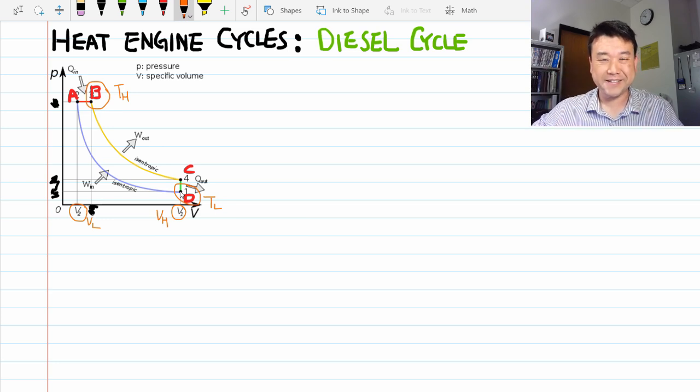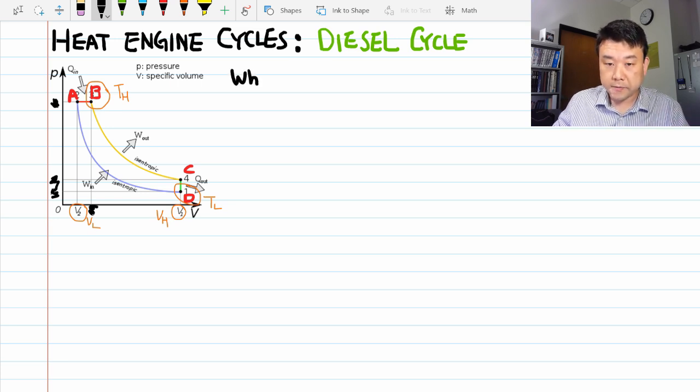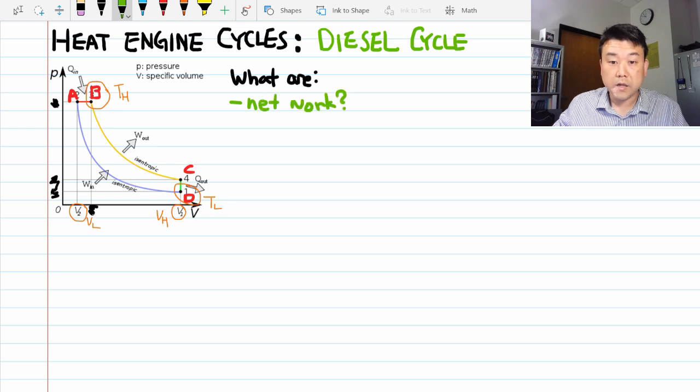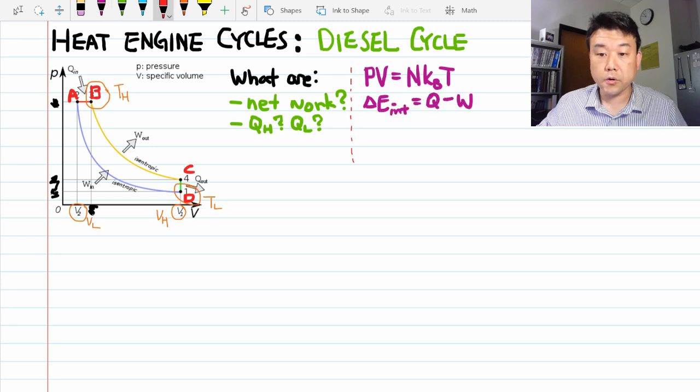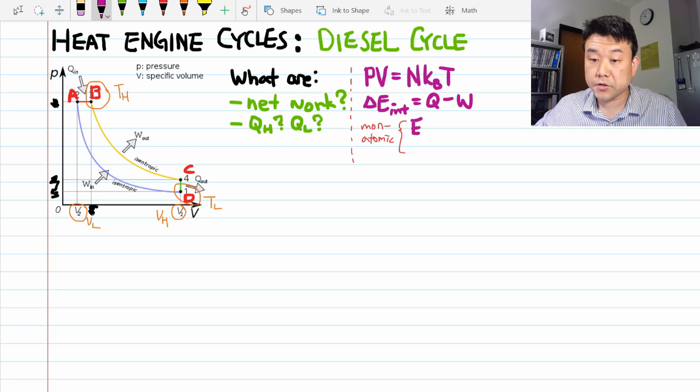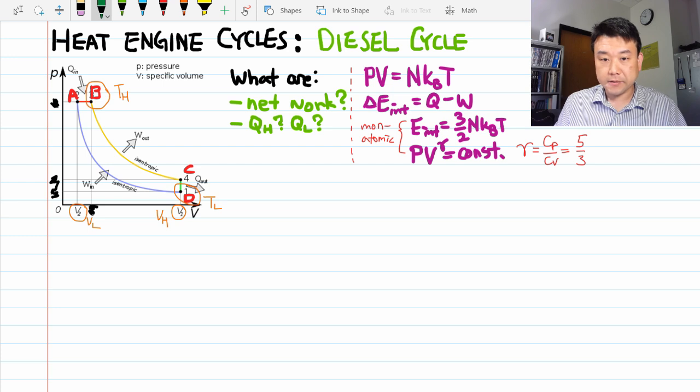So let's get started. So we are asking the same question as always. What are the net work done and the heat transfers? And let me write down all the equations we have been using. Those haven't really changed: the ideal gas law, first law of thermodynamics, and for monatomic gases, the expression for the internal energy, and the adiabatic relationship. Alright, let's get started. Like with Otto cycle, I want to get through this quickly. I'm really only doing this for comparison.